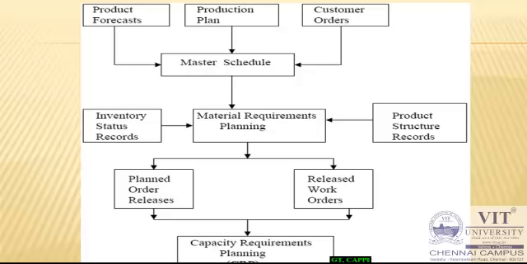For MRP, that is material requirement planning, we need 3 important inputs, that is the master production schedule, the inventory status record, and the bill of material, that is the product structure records. So by using these three major inputs, material requirement planning produces a detailed plan. Okay, these are the planned order releases and also the release of work orders, and according to the plan it will give a detailed report.